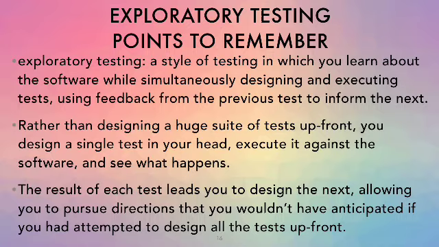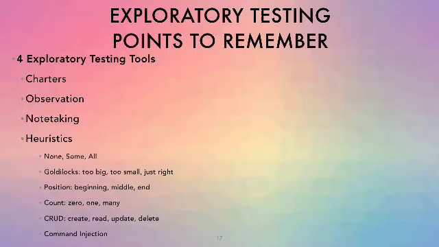And these are some of the major exploratory testing tools that are used: charters, observation, note taking and heuristics. Under heuristics, we have seen 6 different principles which can help you in exploratory testing. The first is none, some, all. The second is the Goldilocks principle: too big, too small and just right. The third one is position: beginning, middle and end. The fourth one is based on the count: 0, 1 and many. The fifth one is based on database interaction, which is the CRUD principle, meant for creating, reading, updating and deleting data. And the sixth one is the command injection heuristic principle.